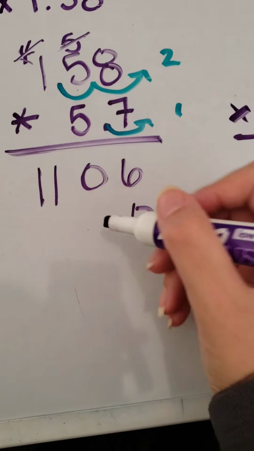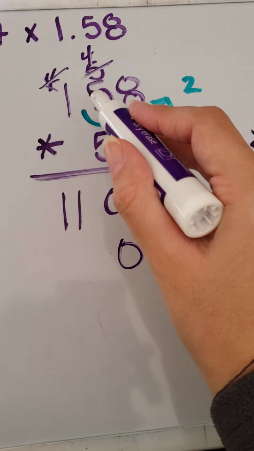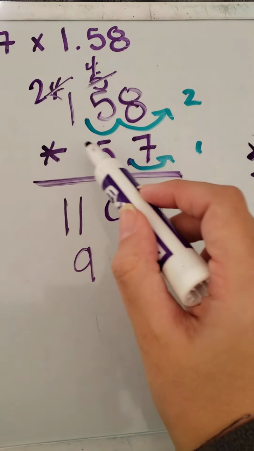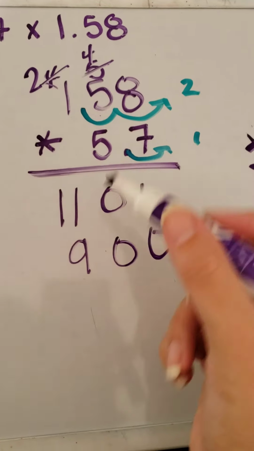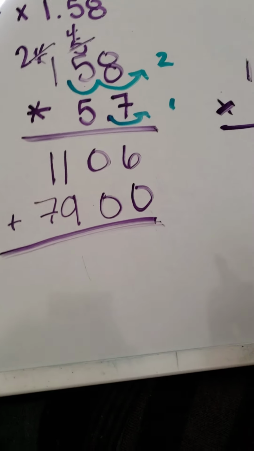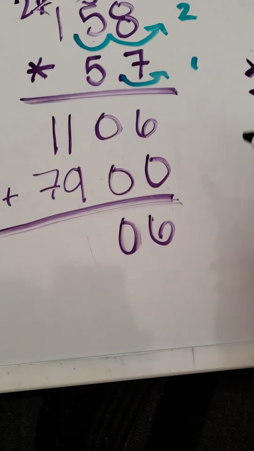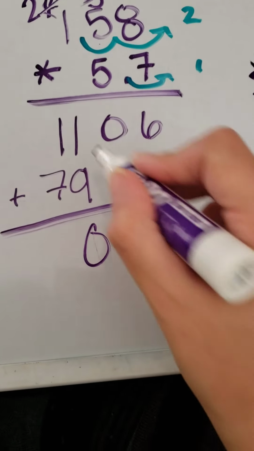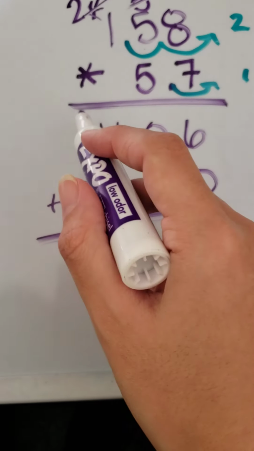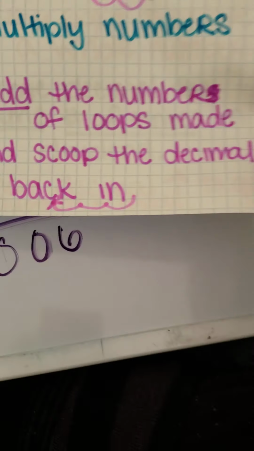So 5 times 8 is 40. 5 times 5 is 25, plus 4 is 29. 5 times 1 is 5, plus 2 is 7. So we add those up. 6 plus 0 is 6. 0 plus 0 is 0. 1 plus 9 is 10. Don't forget to carry the 1. 1 plus 7 is 8. Plus 1 is 9.